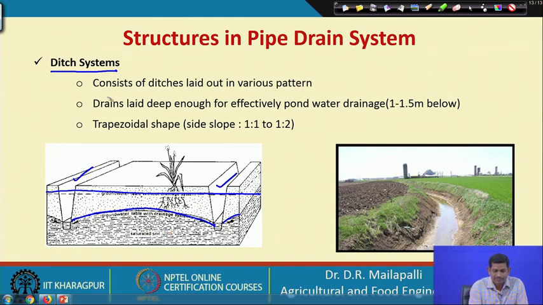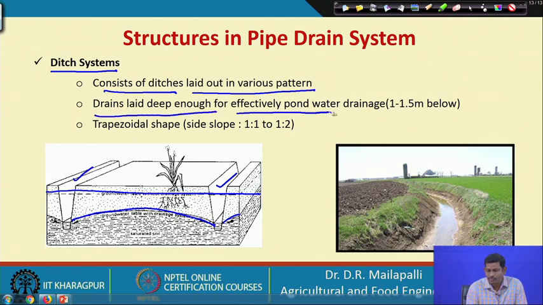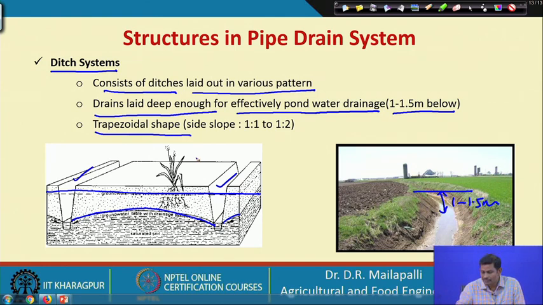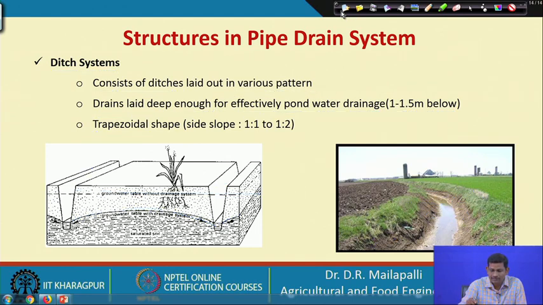So, the ditch system is laid out in various patterns. Drains are laid deep enough for effective pond water drainage, that is 1 to 1.5 meters below the ground, and mostly a trapezoidal shape is used in the case of grassed watersheds. Like this is the trapezoidal, if you see clearly, right. The trapezoidal shapes are generally used for ditch systems, okay, in order to get more stability.